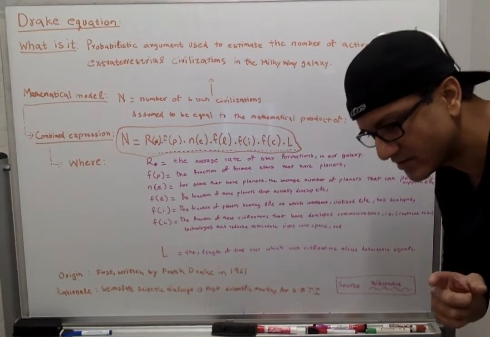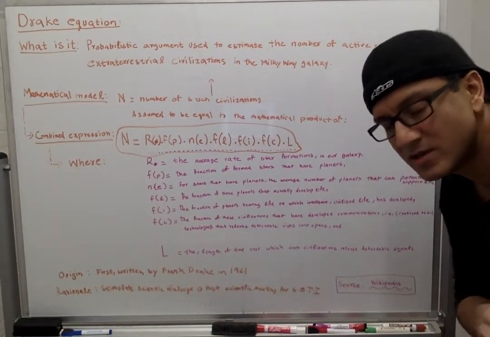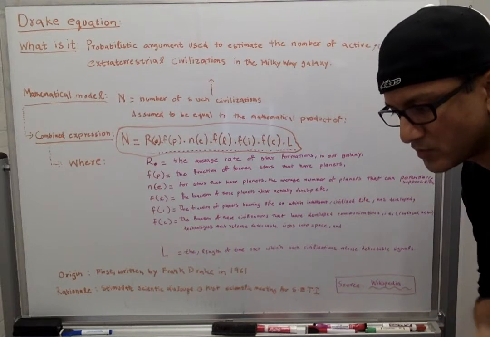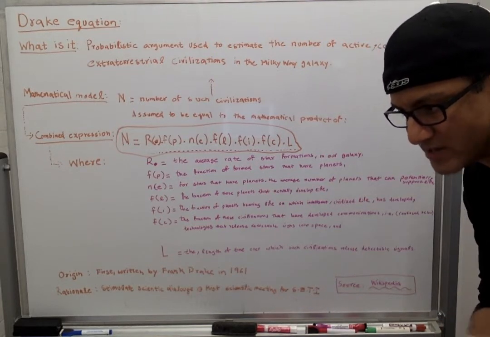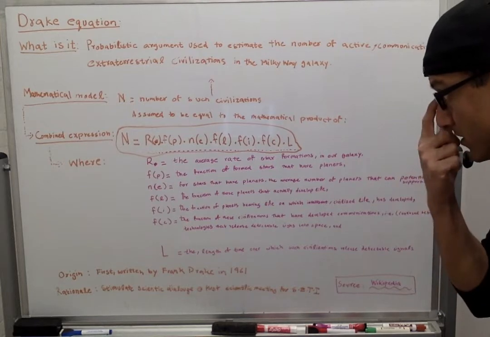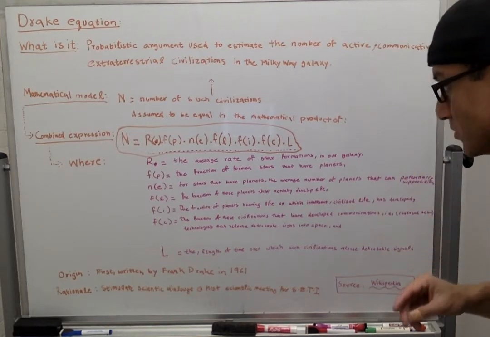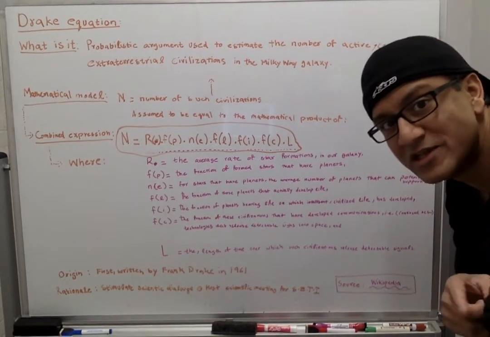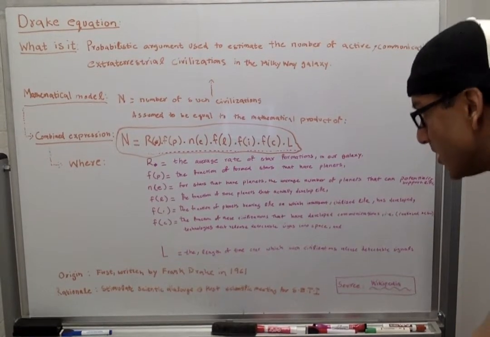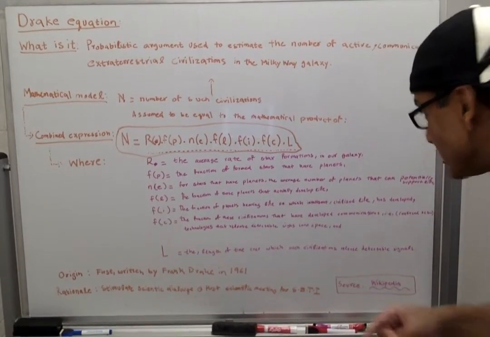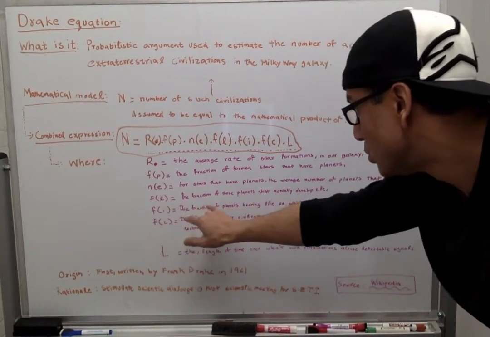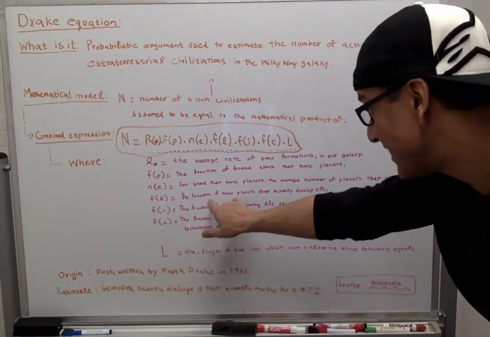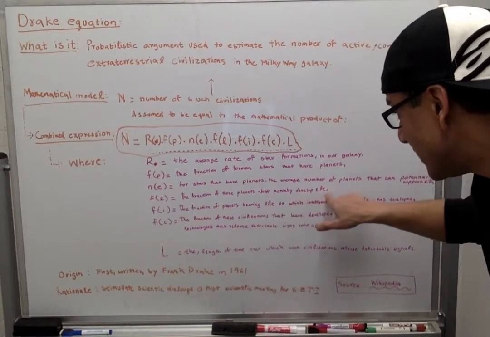I may stand corrected on some of the other things. I said oxygen, but I was trying to counter that with the other example of the bacteria. That's based on what I know, and I could be wrong. If I am wrong, make sure you leave a comment and message me in the comment section below. So next up is F into L, which is the fraction of those planets that actually develop life.